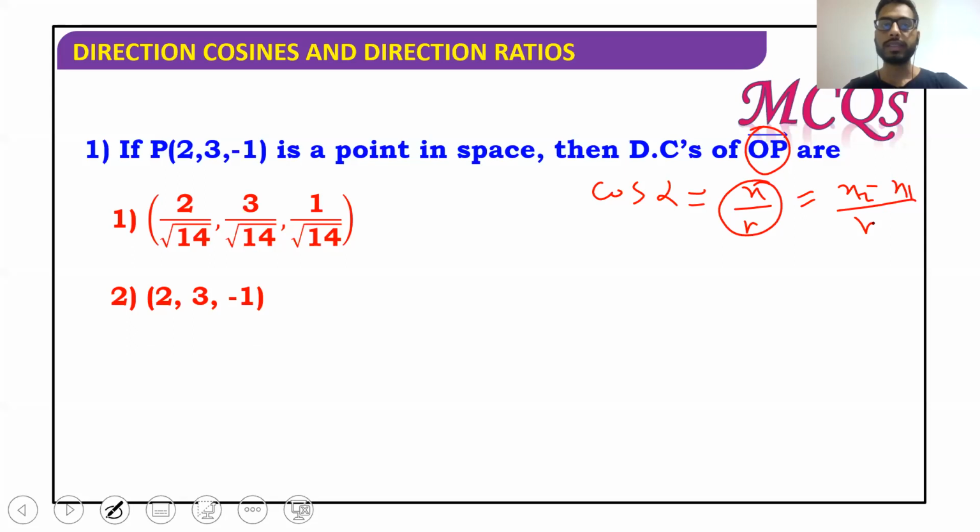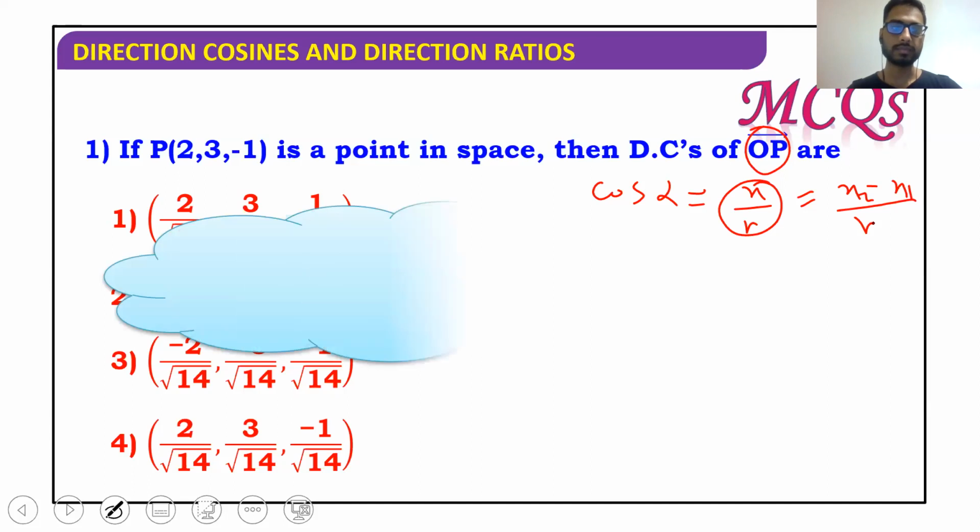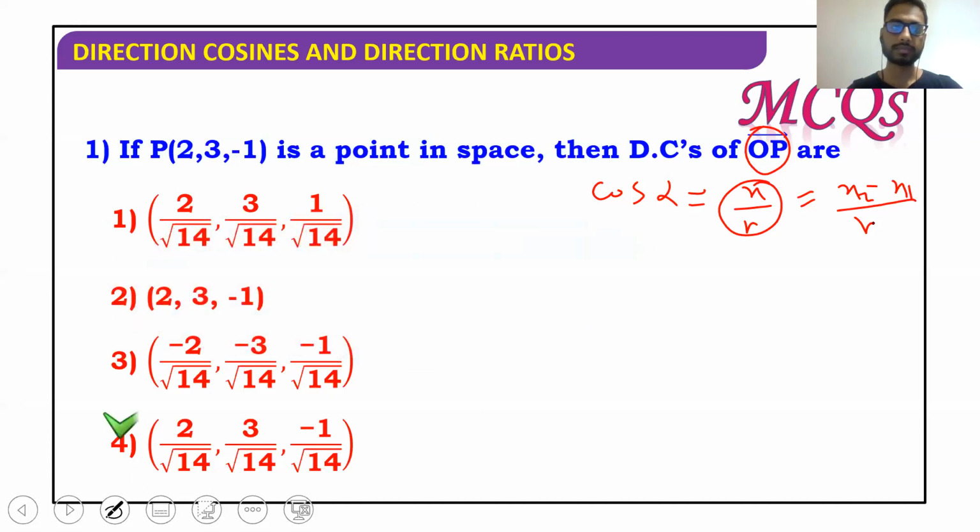The points are 2, 3, and minus 1. Therefore, first option, second, third, and fourth. The fourth option is similar. Under root of 2 square is 4, 3 square is 9, and minus 1 square is 1. So adding all these values, 9 plus 4, 13 plus 1, 14. I can say that answer number 4 is the correct option.